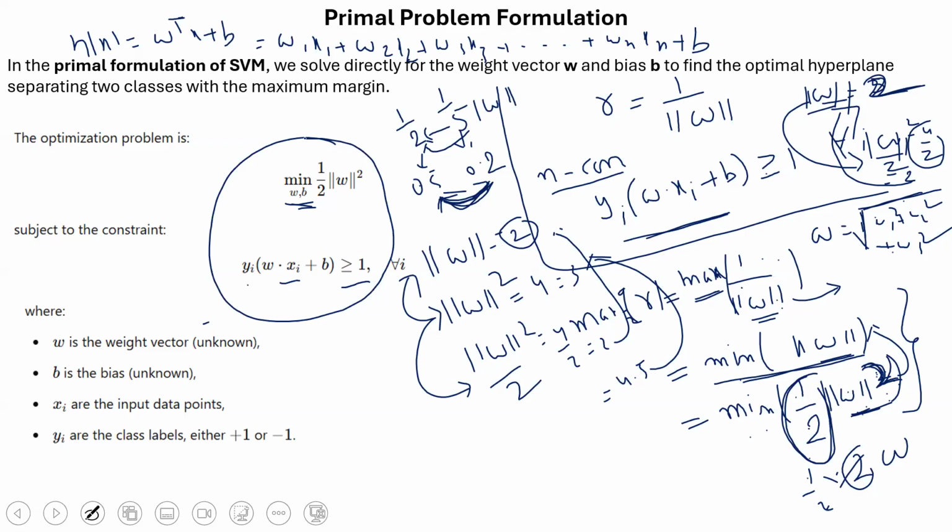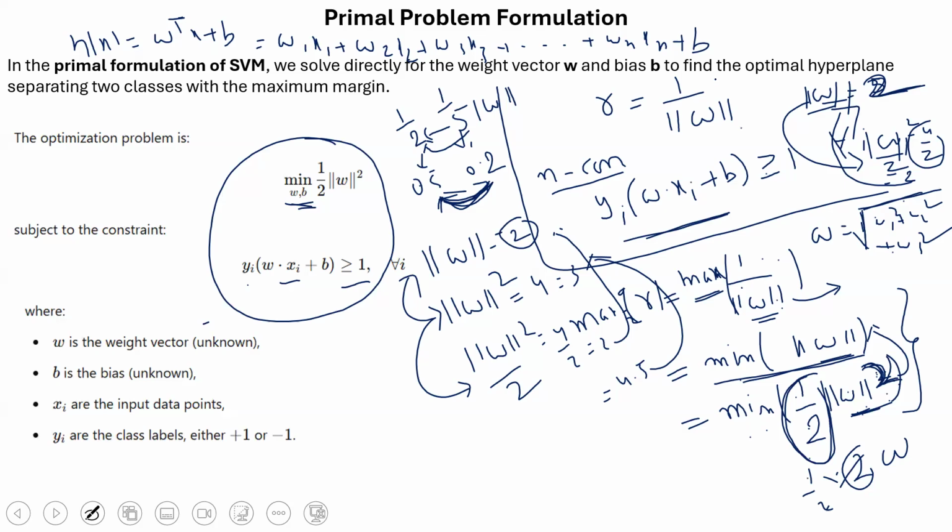What is support vector machine trying to do? Support vector machine is trying to find an optimal hyperplane that separates two classes with maximum margin. We are trying to maximize the margin between the support vectors and the hyperplane. Margin is nothing but the distance of the support vector from the hyperplane. We are trying to maximize that. That distance is yi into (w of xi plus b) divided by mod w, the distance of the point or the support vector from the hyperplane.